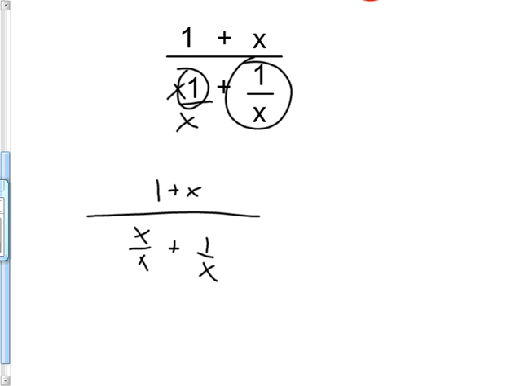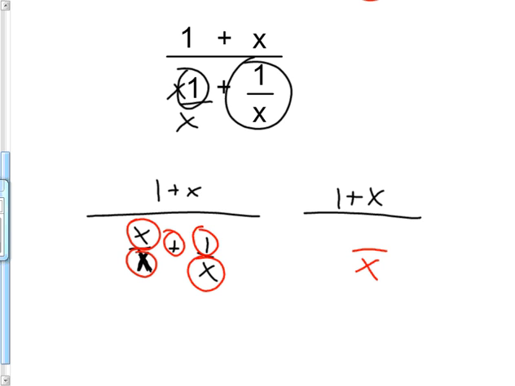And can I add those now? The top is 1 plus x. The bottom is the thing I can add. Remember, these are the same, so the denominator is just x. And then I add the tops, that plus that. X plus 1 over x.